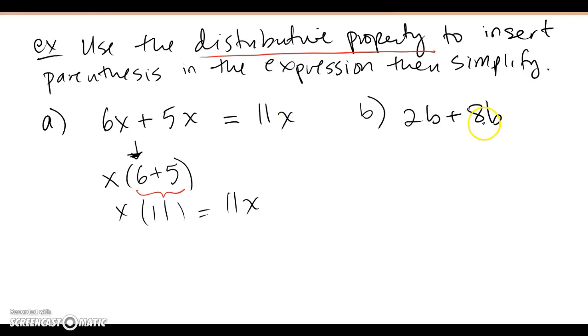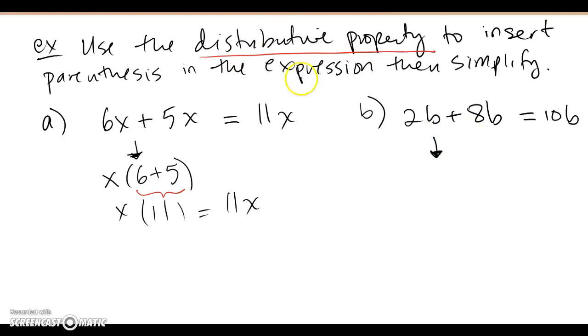One more, 2b plus 8b. We already know that I have something like 2, I don't know, boys plus 8 boys equals 10 boys, because they're like terms, they both have b's, so I just add the numbers in front, which are called the coefficients.